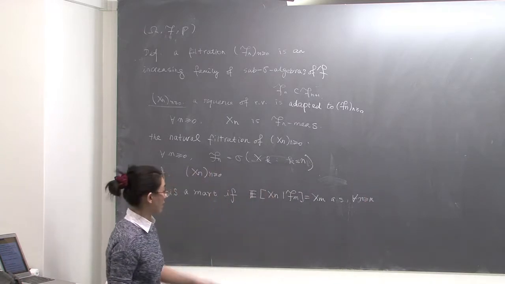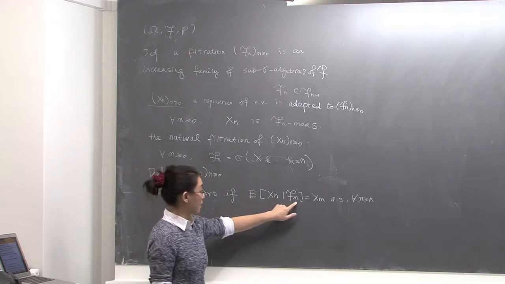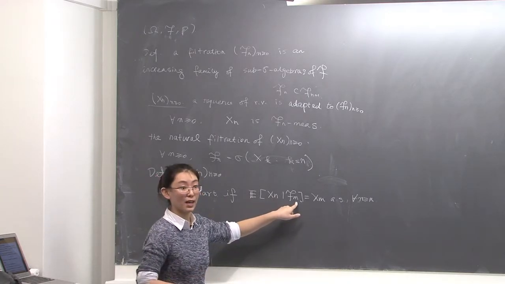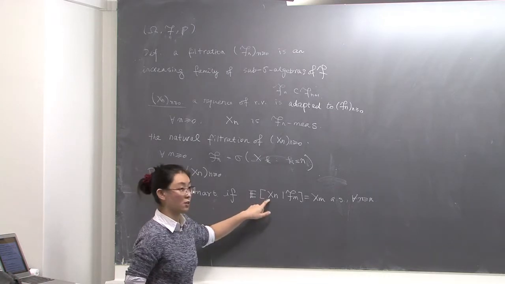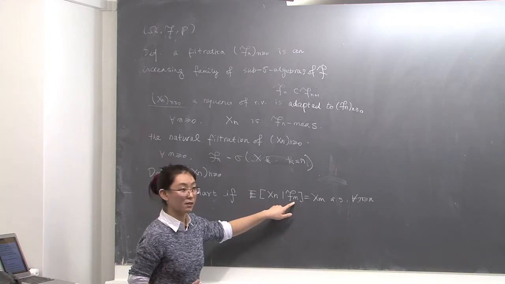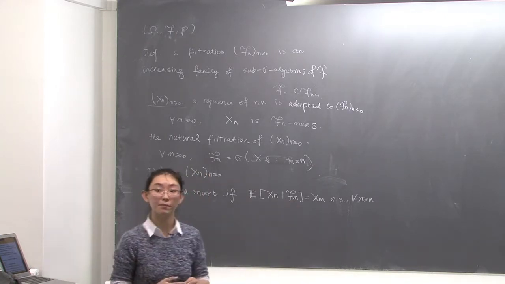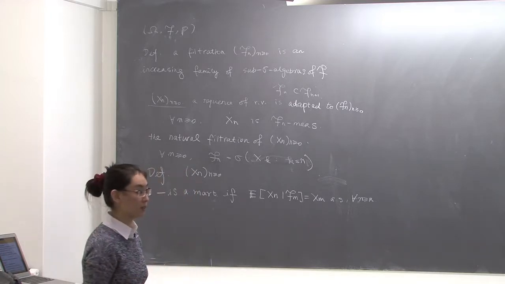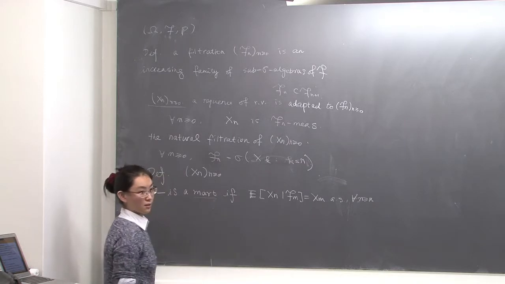It says that Fm is all the information we know by time m. Now we want to calculate the conditional expectation of Xn given all the information up to m. Then this conditional expectation is the same as Xm. So this is a martingale. Throughout my lecture, I will write martingale as this one.